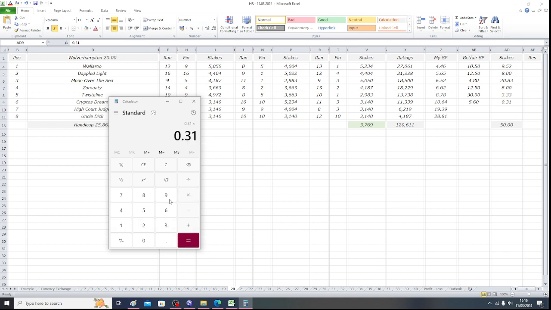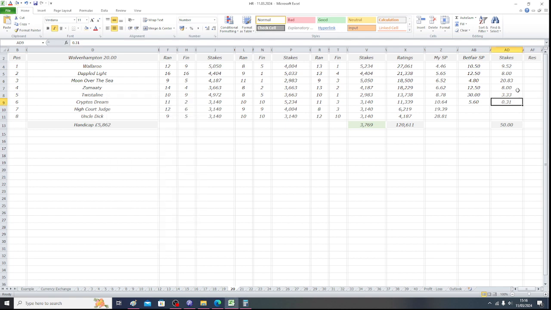31 pence at £5.6 SP would only give you £1.73 back, nothing really. But these top five would be running for you all for a £100 return, and there's only 8 runners. So you've got Wallaroo, Dappled Light, Moon Over the Sea, Zumati, and Twist the Line. You've got these five running for you, and the other three, basically, you'll be on a loss. That was the penultimate race at Wolverhampton, the 8 o'clock.